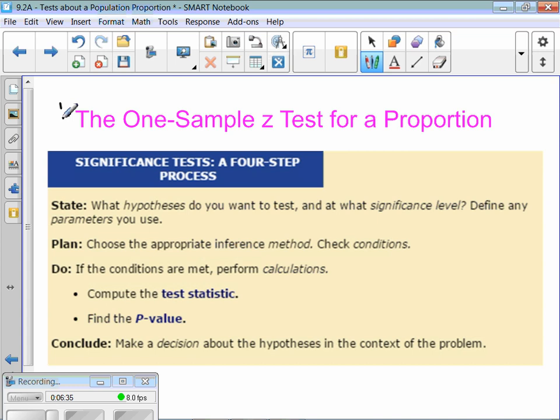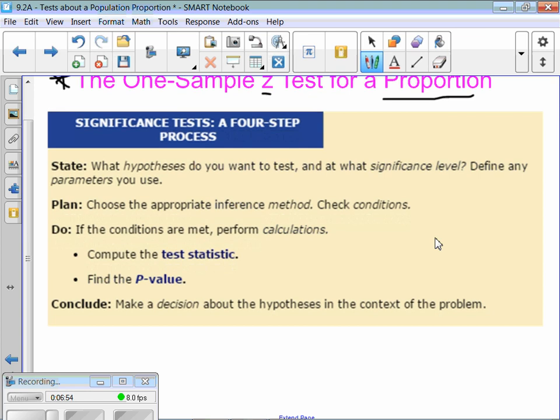All right, write down the name of this test. You're going to have to know all the different names. This one is called a one-sample z-test for proportions. It's one sample because we only have one. In Chapter 10, we're going to compare two. And z's always go with proportions.